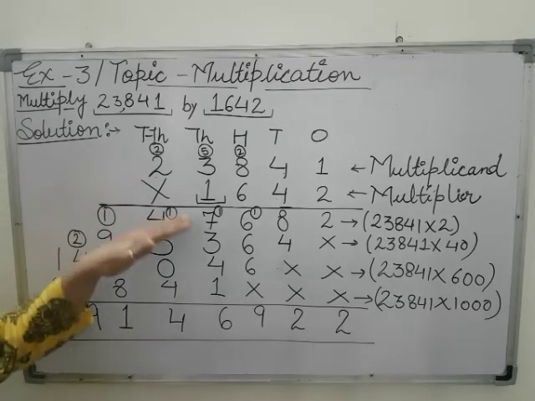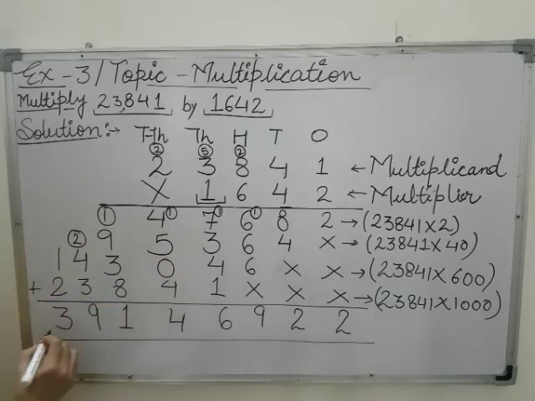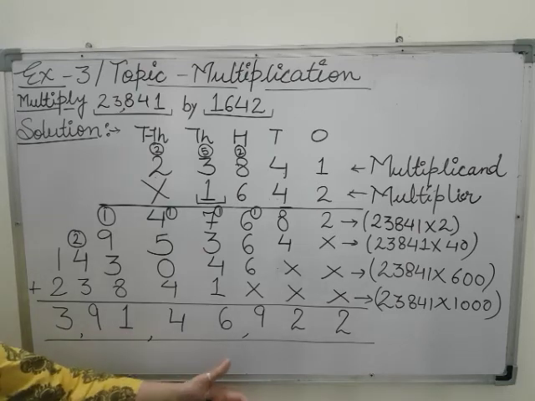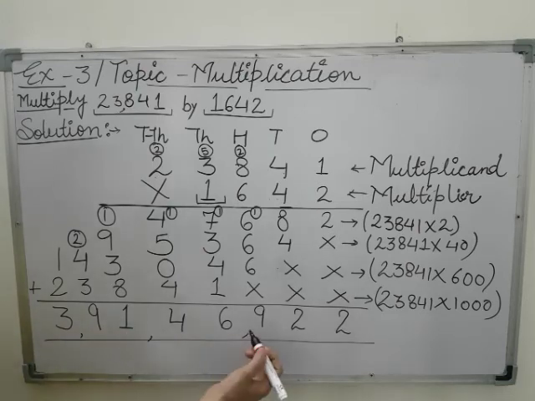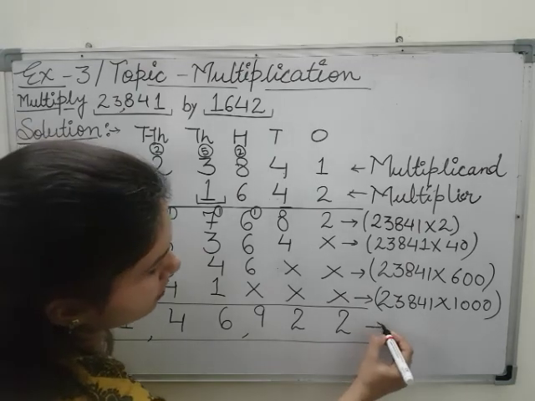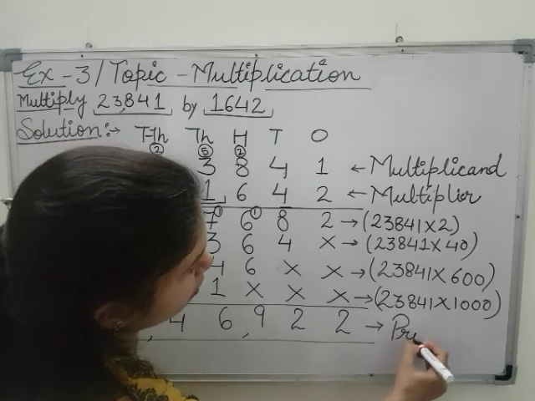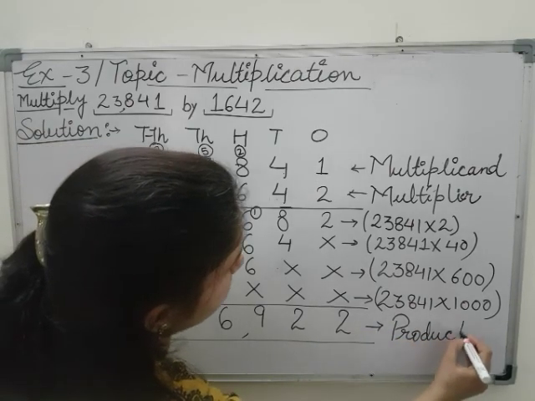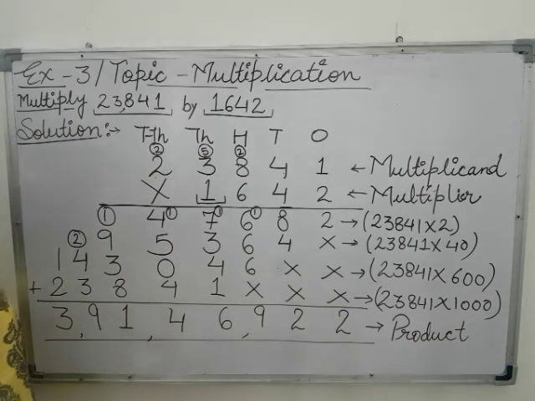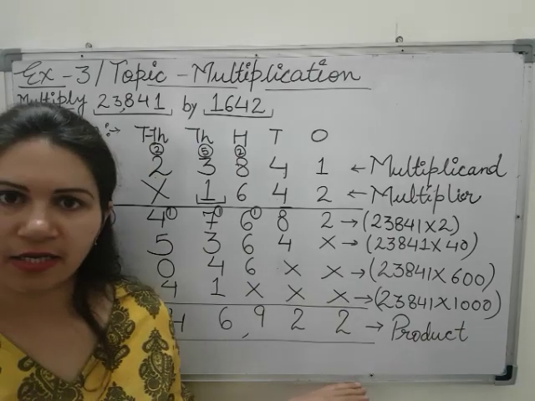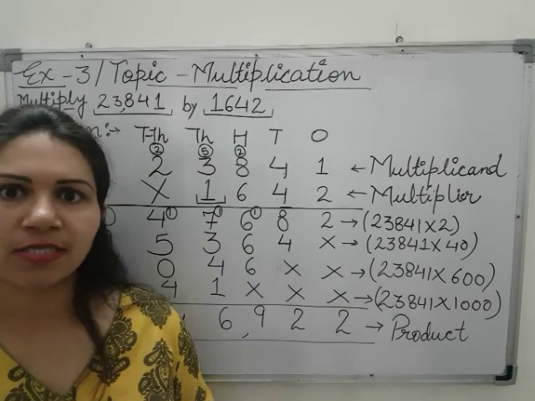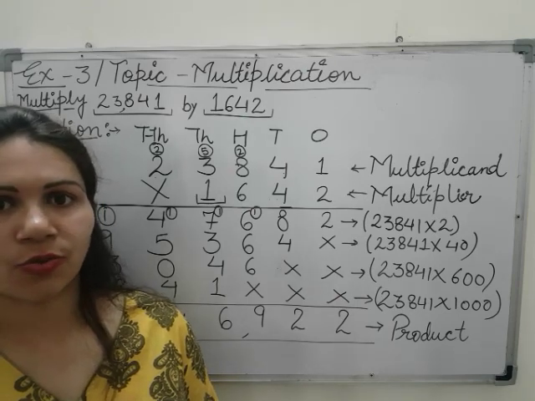So we added all these products to get the final product, which is 3 crore 91 lakh 46,922. This is the product of this multiplication. So in this way you can do the multiplication for large numbers, and in the next video you will be learning about division.